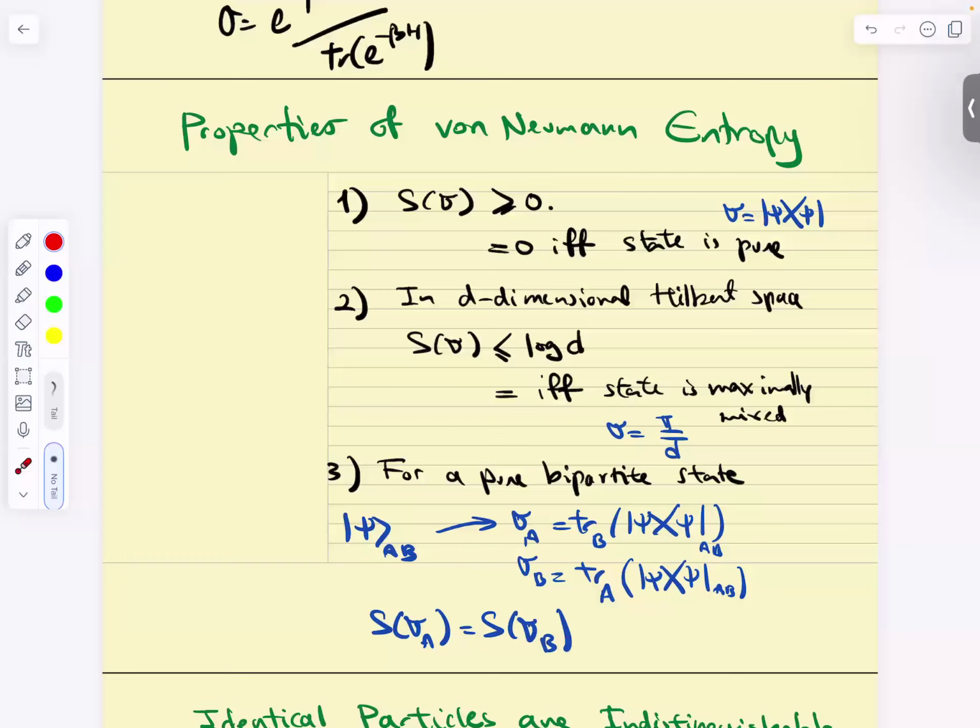All right. Also, another thing, very important, is that for a pure bipartite state, if you look at the reduced density matrix of one of them or the other one, they always have the same entropy. What is the interpretation of it in terms of information? You could already interpret this.